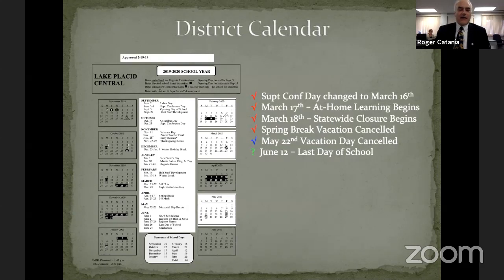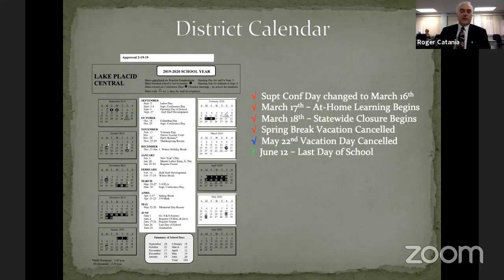So you're looking there at our district calendar as it was approved last year. As you know, a lot of things have changed. The Superintendent Conference Day, we changed from Friday the 20th of March to the 16th of March. That was the first day that we closed schools to students in person, and teachers prepared their remote learning to begin on the 17th. March 17th was the first at-home learning day. March 18th was the statewide closure day. And why that matters is because of how you can count a day when the state didn't close, but we did. And so that calculates into where our final day will be.